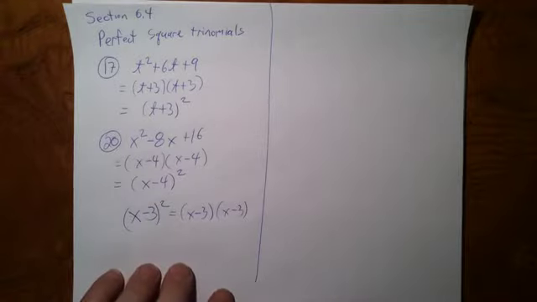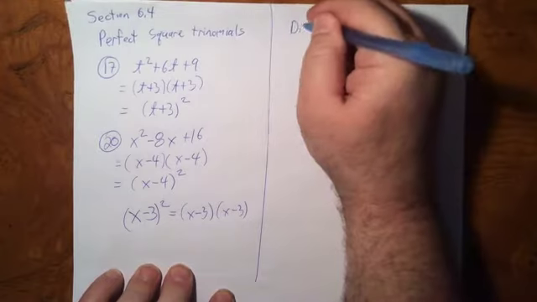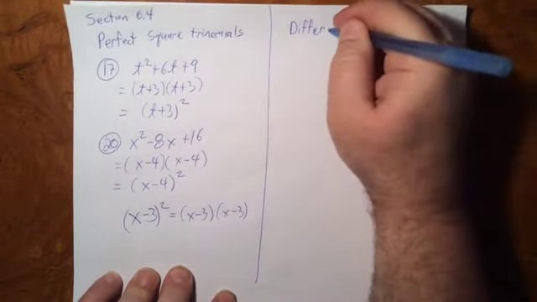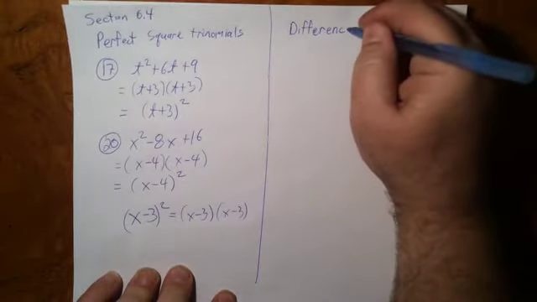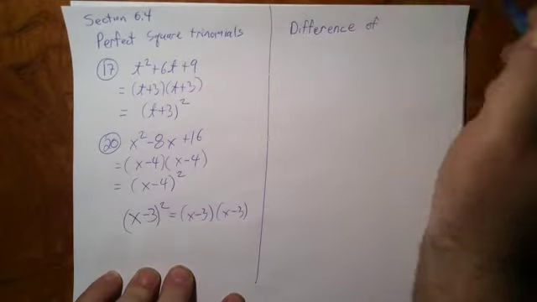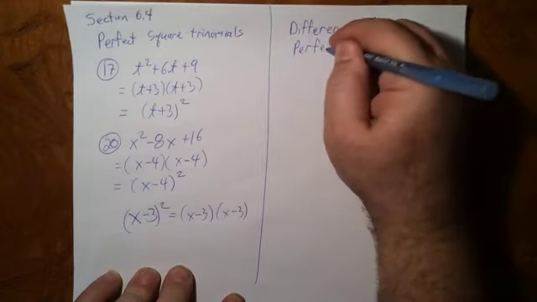The other major type of factoring that you're expected to know for section 6.4 is what we call the difference of perfect squares. Now, this type of factoring has already been visited in the work we've done in chapter 7, and I've also shown some problems that contain this. But we're going to go over the formula on how we get to this.